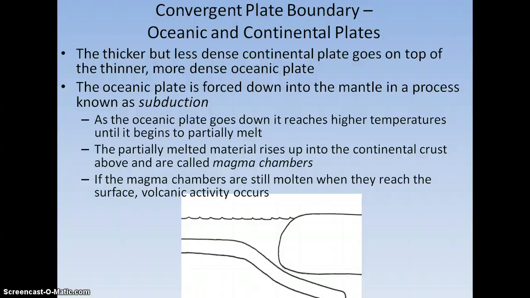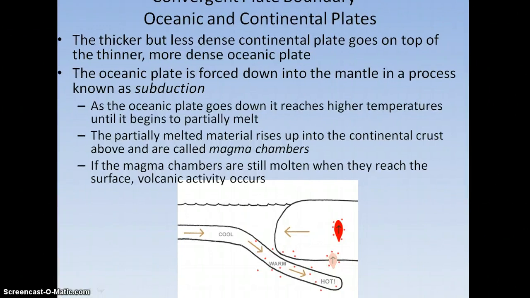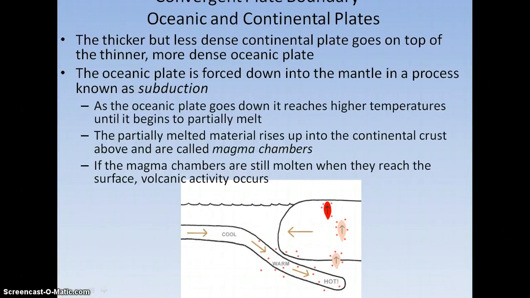So a convergent plate boundary between oceanic and continental plates. The thicker but less dense continental plate goes on top of the thinner, more dense oceanic plate. So if you think about it, the more dense plate would typically go below the less dense plate because it's more dense. The oceanic plate is forced down into the mantle in a process known as subduction. So subduction is going to be an important word here. This is when one plate is forced below another one.